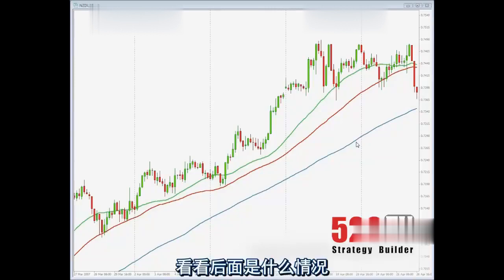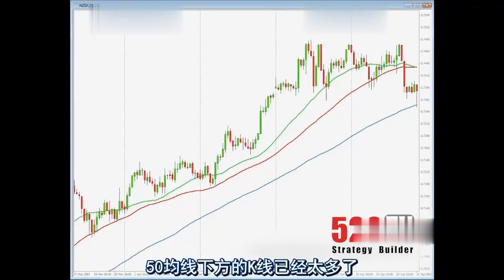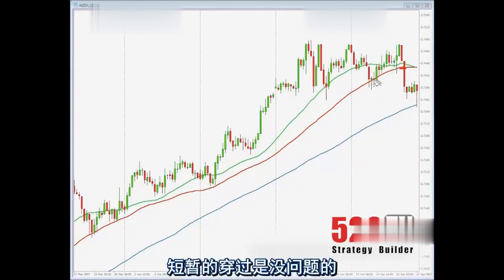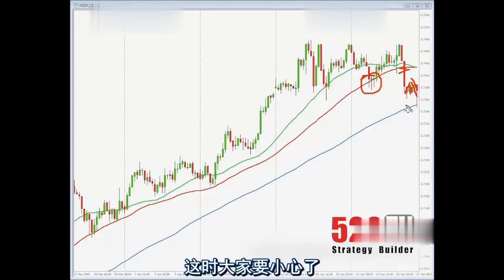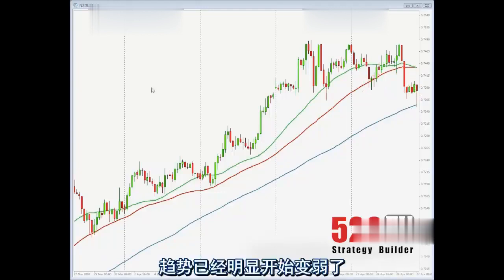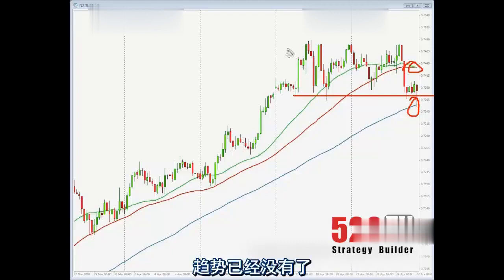Unfolding our chart and see what's happening. Okay, keep on going. Too many closes below the 50 simple moving average. As I was saying, a quick pierce below is all right. When you get one, two, three, four, five bar closes below the 100, be careful, because the trend is definitely weakened. Moreover, we have a crossover there. Moreover, we finally breached the 100. The party's over.